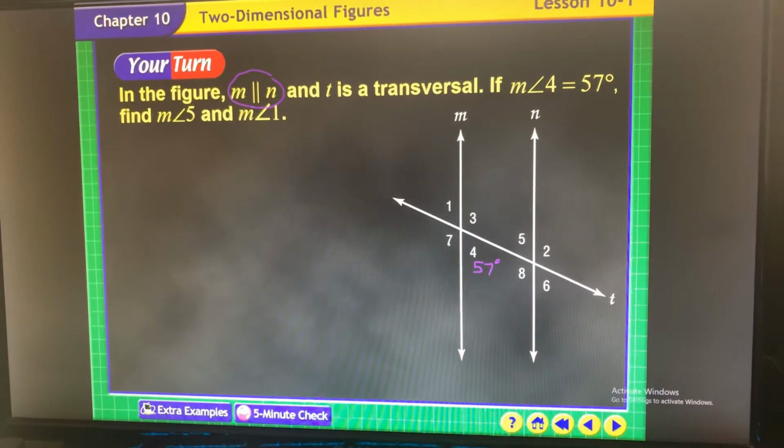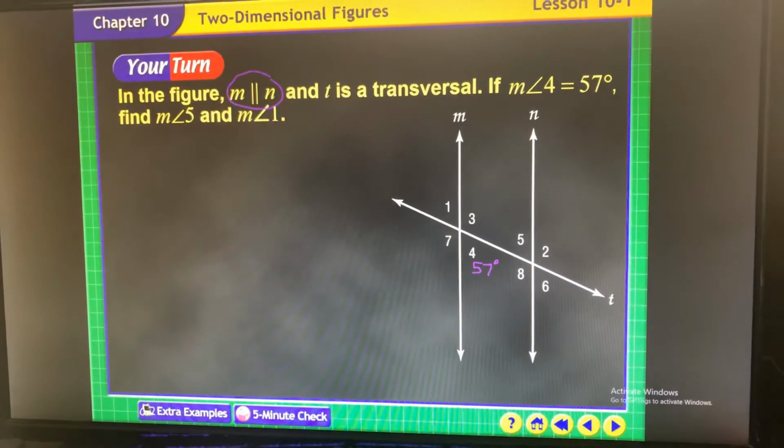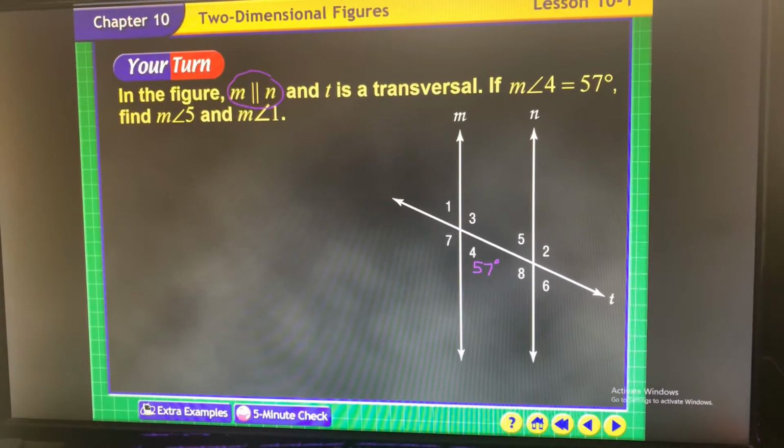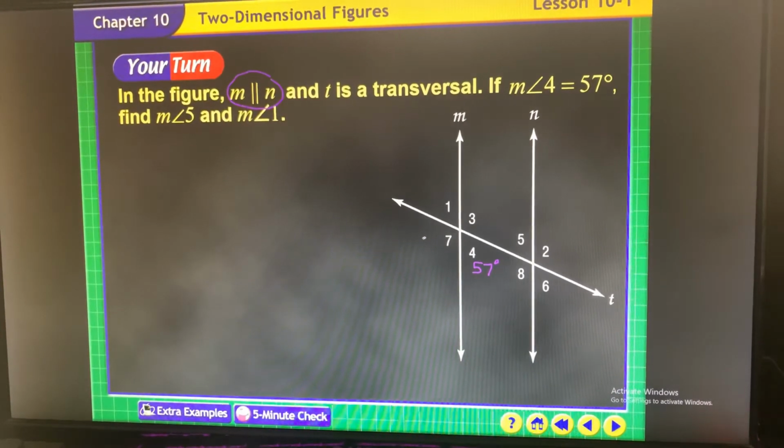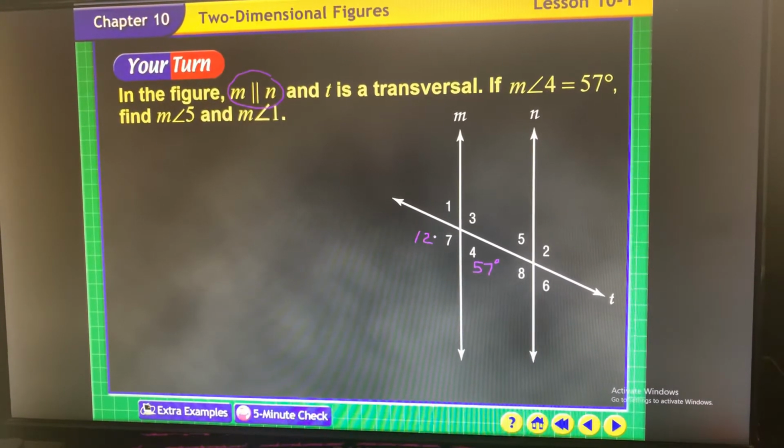I hope you remember that I just told you two angles that create a straight line and lay on that line make 180. So if I know the measurement of angle 4 is equal to 57, I can clearly just do 180 minus 57 and find my measurement of angle 7, which is 123 degrees. Together they make 180. And now I can find all the other ones.